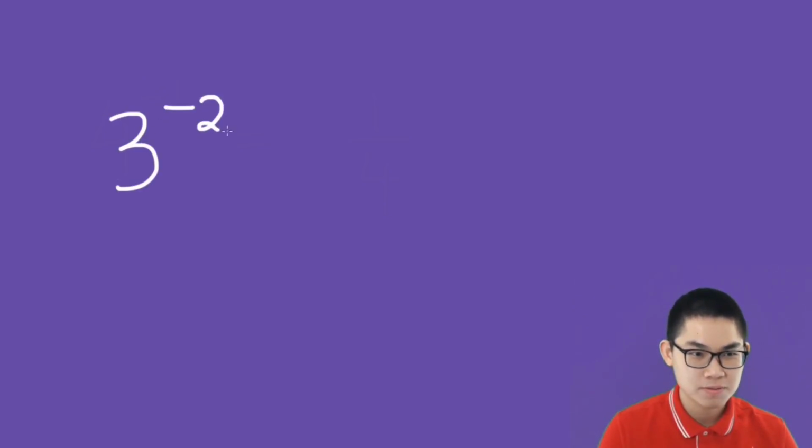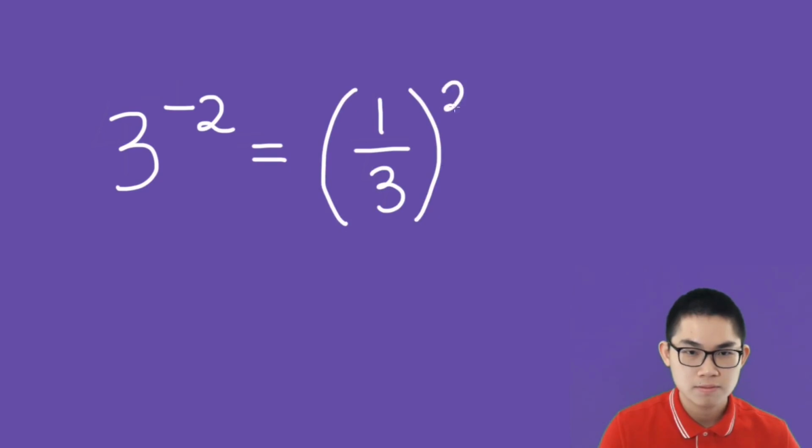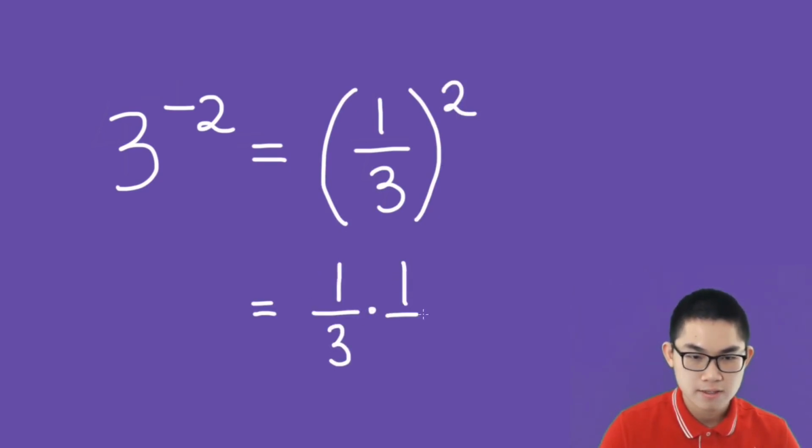Let's try something a bit more challenging. What if you have 3 to the power of negative 2? Well, the first thing you're going to do is, since the exponent is negative, you're going to flip the number 3 first. So you have 1 over 3 to the power of 2. Now you have 1 over 3 times 1 over 3, and that will give you 1 over 9.